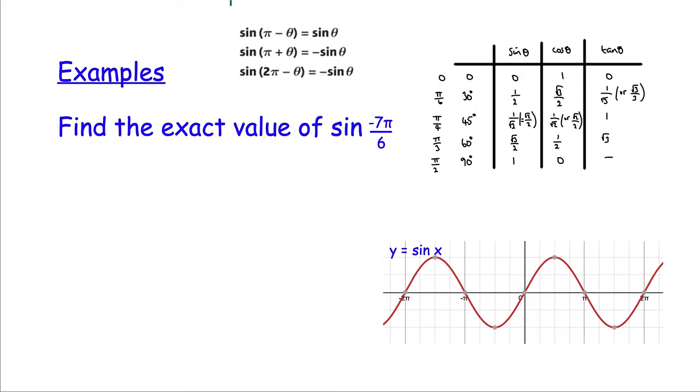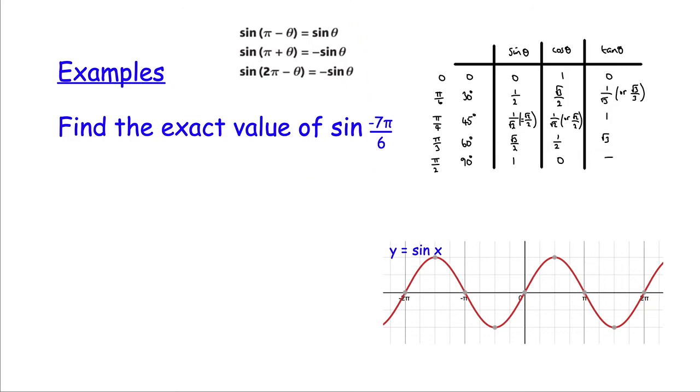Okay, so my other example this time is a sine value. I've got a sine graph here. I've brought in our exact values again, and I've copied these down again, although I'm going to try and avoid using these. I'm going to stick to using the graph if possible. It says find the exact value of sine of minus 7 pi over 6.